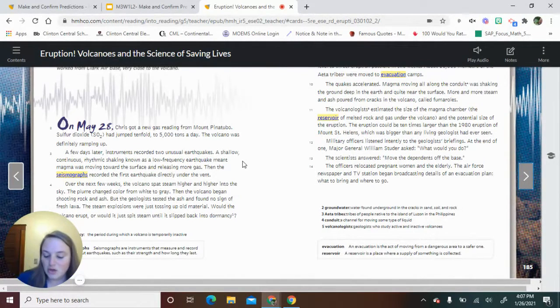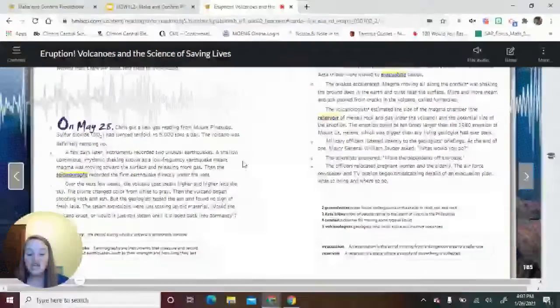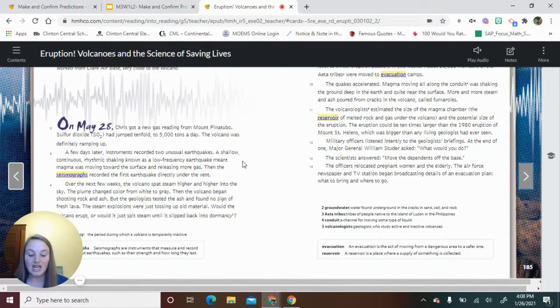On May 28th, Chris got a new gas reading from Mount Pinatubo. Sulfur dioxide had jumped tenfold to 5,000 tons a day. The volcano was definitely ramping up. A few days later, instruments recorded two unusual earthquakes. A shallow, continuous rhythmic shaking known as a low-frequency earthquake meant magma was moving toward the surface and releasing more gas. Then, the seismographs recorded the first earthquake directly under the vent.